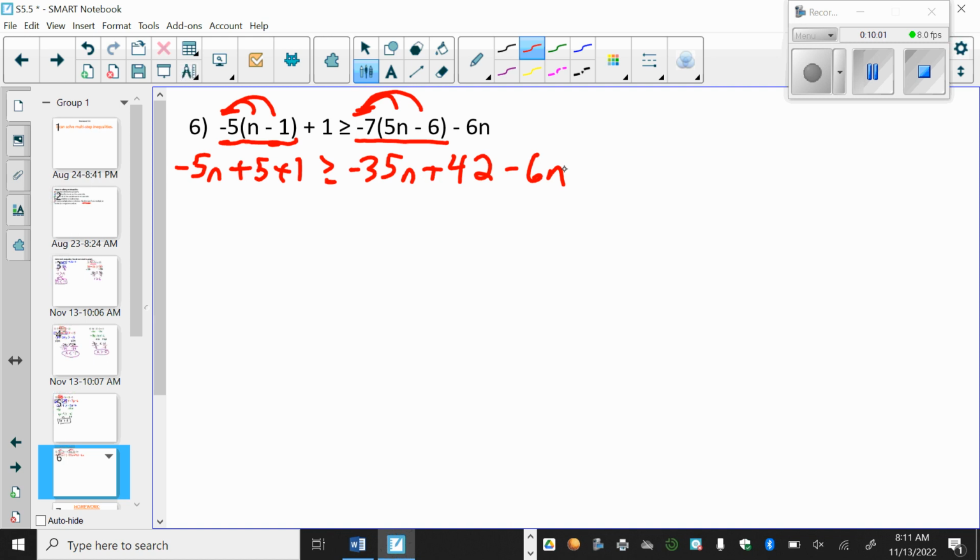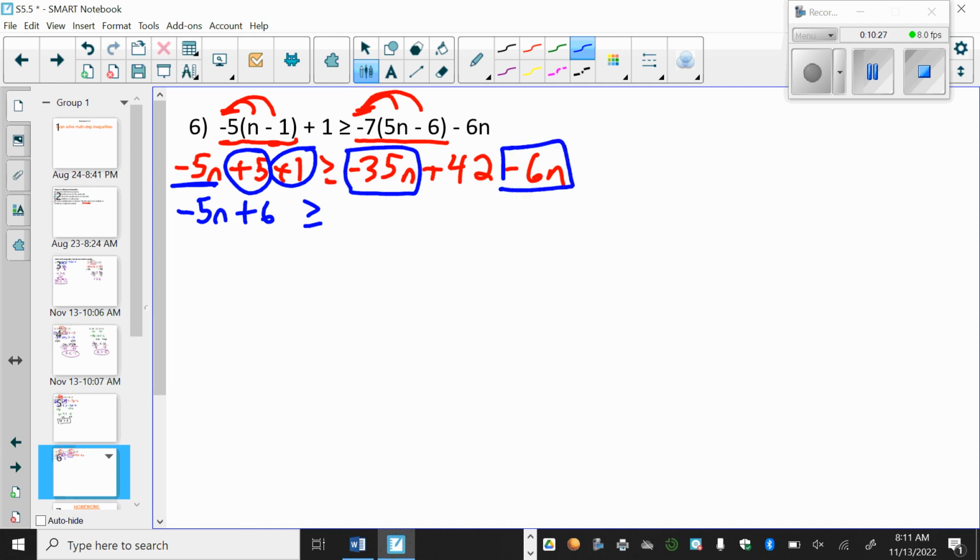All right. Next color. The blue. We're going to combine like terms. Left side first. Negative 5n. I have no other letters on that term, so it's going to say negative 5n. Plus 5 plus 1 makes plus 6. My greater than or equal to sign. Other side, I have negative 35n minus 6n gets me negative 41n. And then I have 4 plus 42.